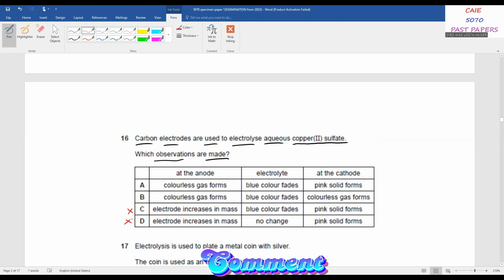Now we are left with A and B. Either A is correct or B is correct, because in both the choices, at the anode, a colorless gas forms. Now we'll check the electrolyte. They are saying the blue color fades. Again, both the choices are correct in this one also, because copper 2 sulfate is blue in color and it fades away when copper gets deposited at one of the electrodes. The color of the copper depositing will be pink. So choice A will be the correct answer for this one.